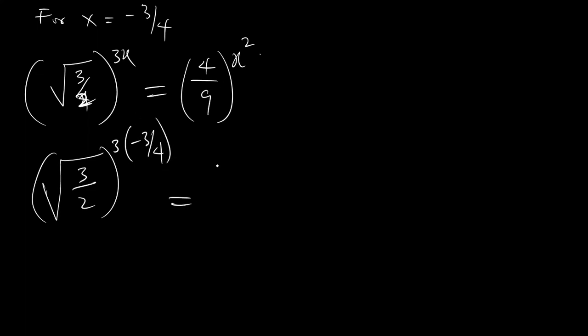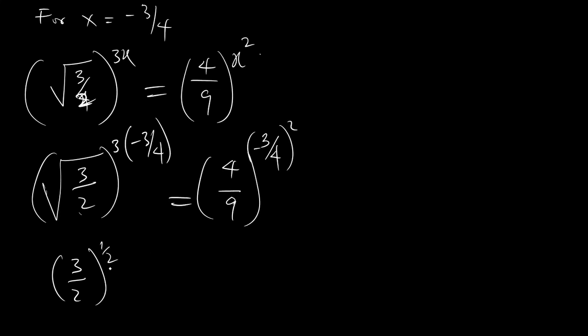Now you have here 4 all over 9 raised to power 3x. So 3 all over 4 minus 3 all over 4, 4 squared. So now this will give you, already this is the same thing as 3 all over 2 all raised to power 1 over 2, just like what I explained the other time.